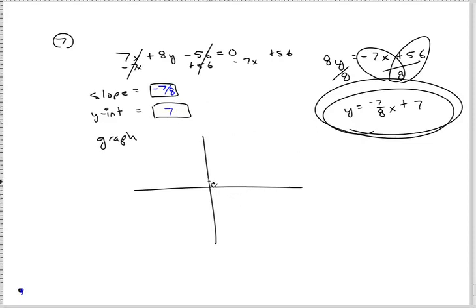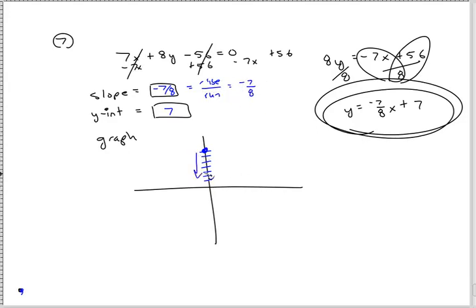So again, I'm going to start at 7. 1, 2, 3, 4, 5, 6, 7. Put a point. And now I'm going to actually fall 7. It's rise over run, yeah? Rise over run. Negative 7 over 8. I'm going to rise negative 7. Well, basically that's falling. And then I'm going to run 8.